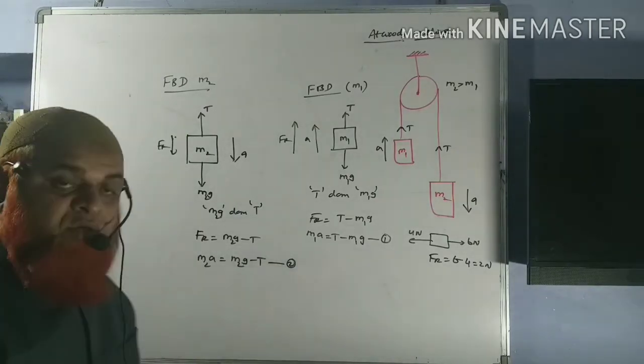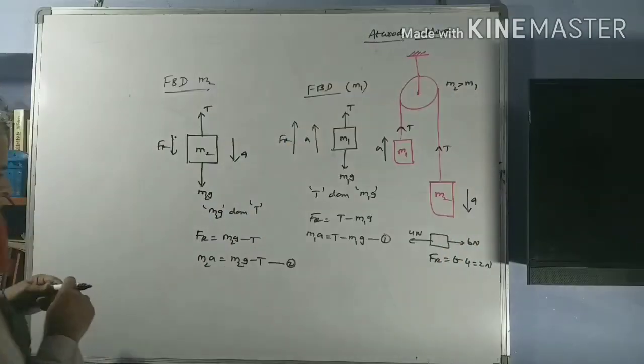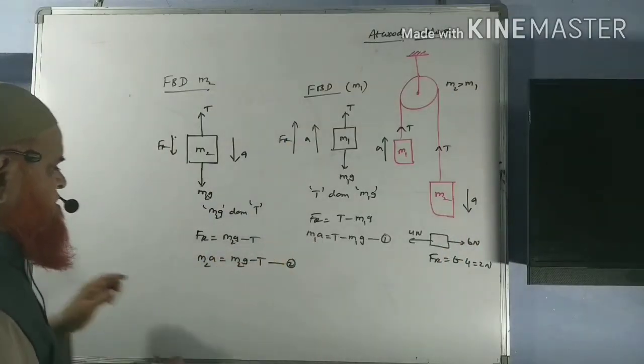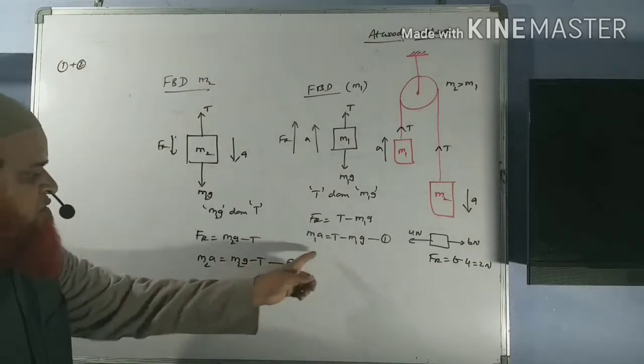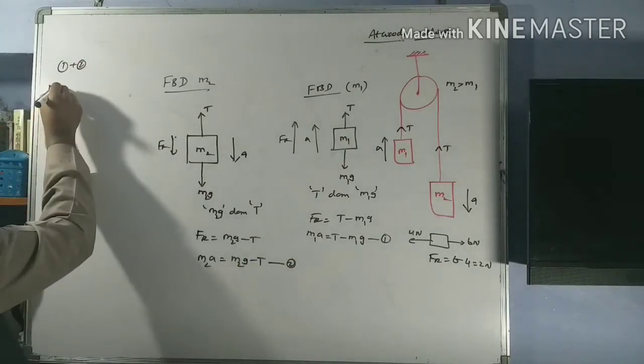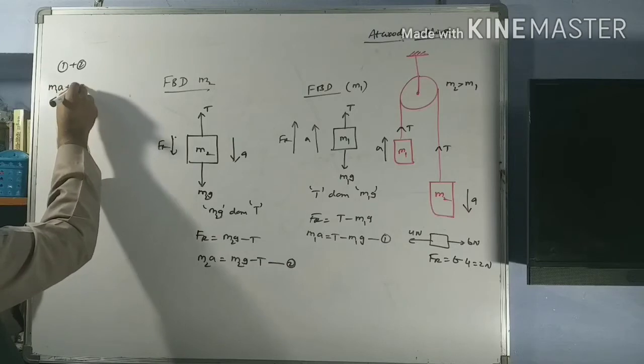Okay, so I think you are feeling bored. So this is equation number 1. This is equation number 2. Now you will do 1 plus 2. Then you write m1a plus m2a.